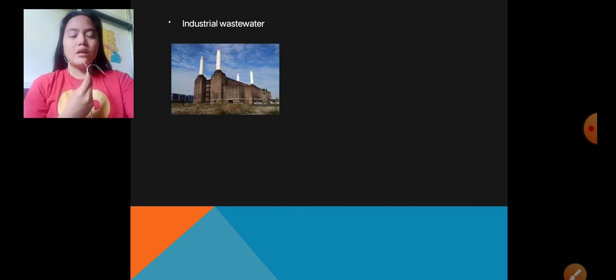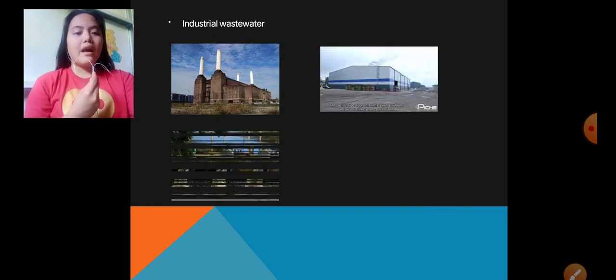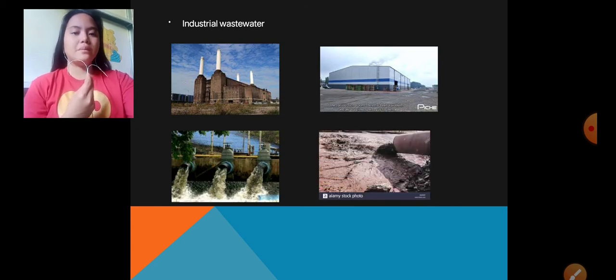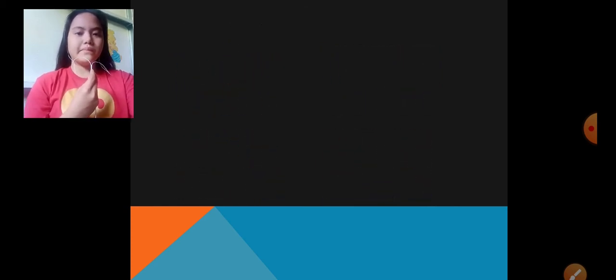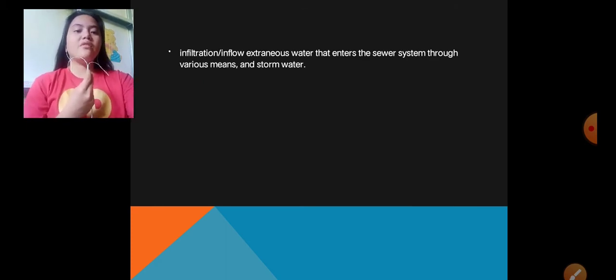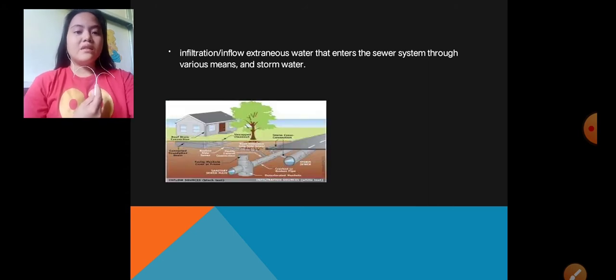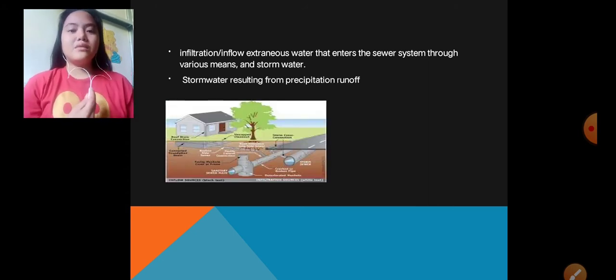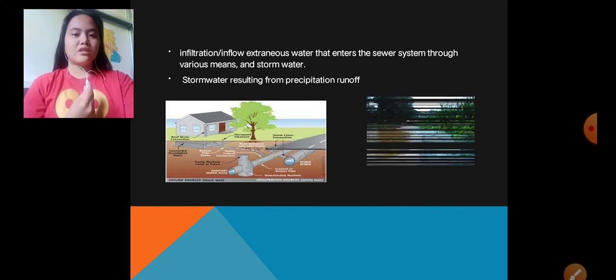Next in line is the industrial wastewater. Includes factories, warehouses. It includes also infiltration or inflow, extraneous water that enters the sewer system through various means, and storm water. So this system has been discussed by our previous reporter. So also storm water resulting from precipitation runoff.